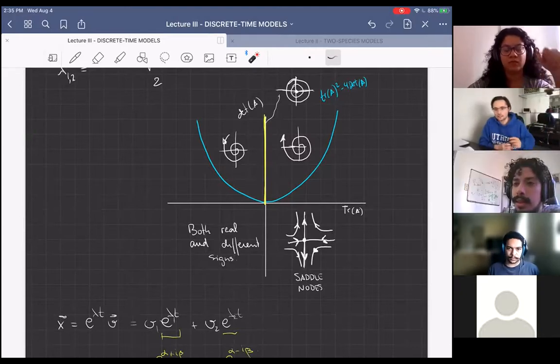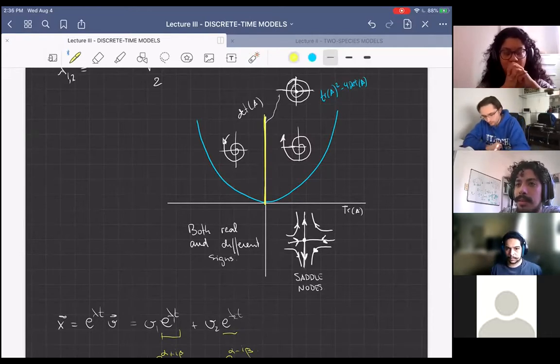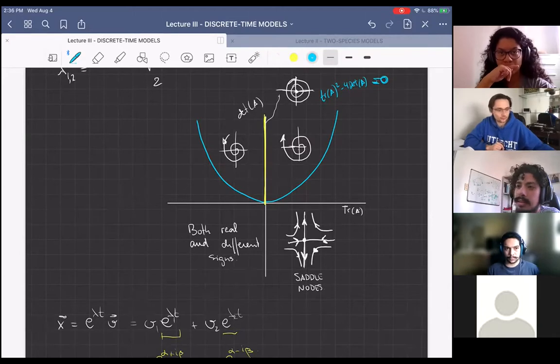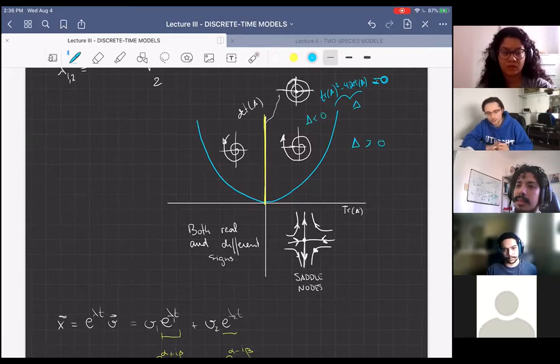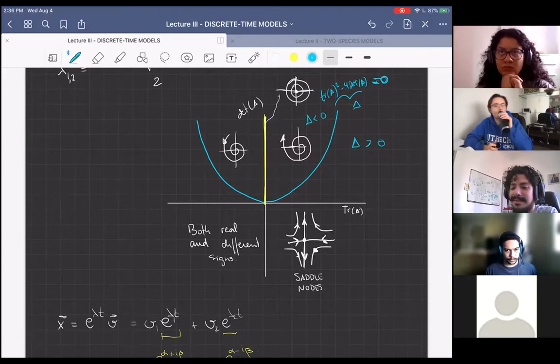Ricardo, yes. A small detail. I think the blue line would be the trace squared minus 4 times the determinant equals 0. Of course. Yes. Thank you, Rafael. And in this case, in case you want to complete this, I can call this delta, and in this case, delta would be positive, and in this case, delta would be negative. Yes, very important detail. Thanks, Rafael.